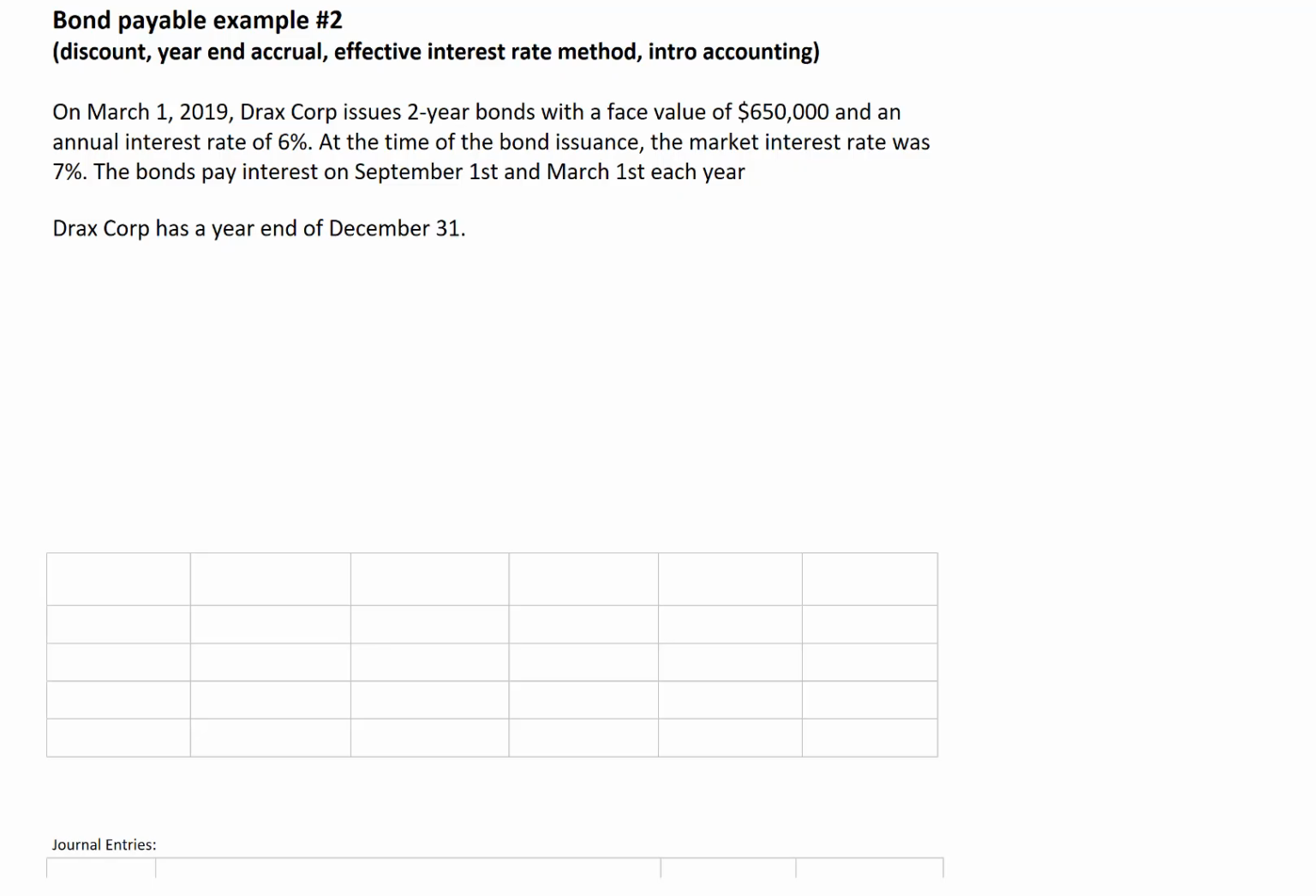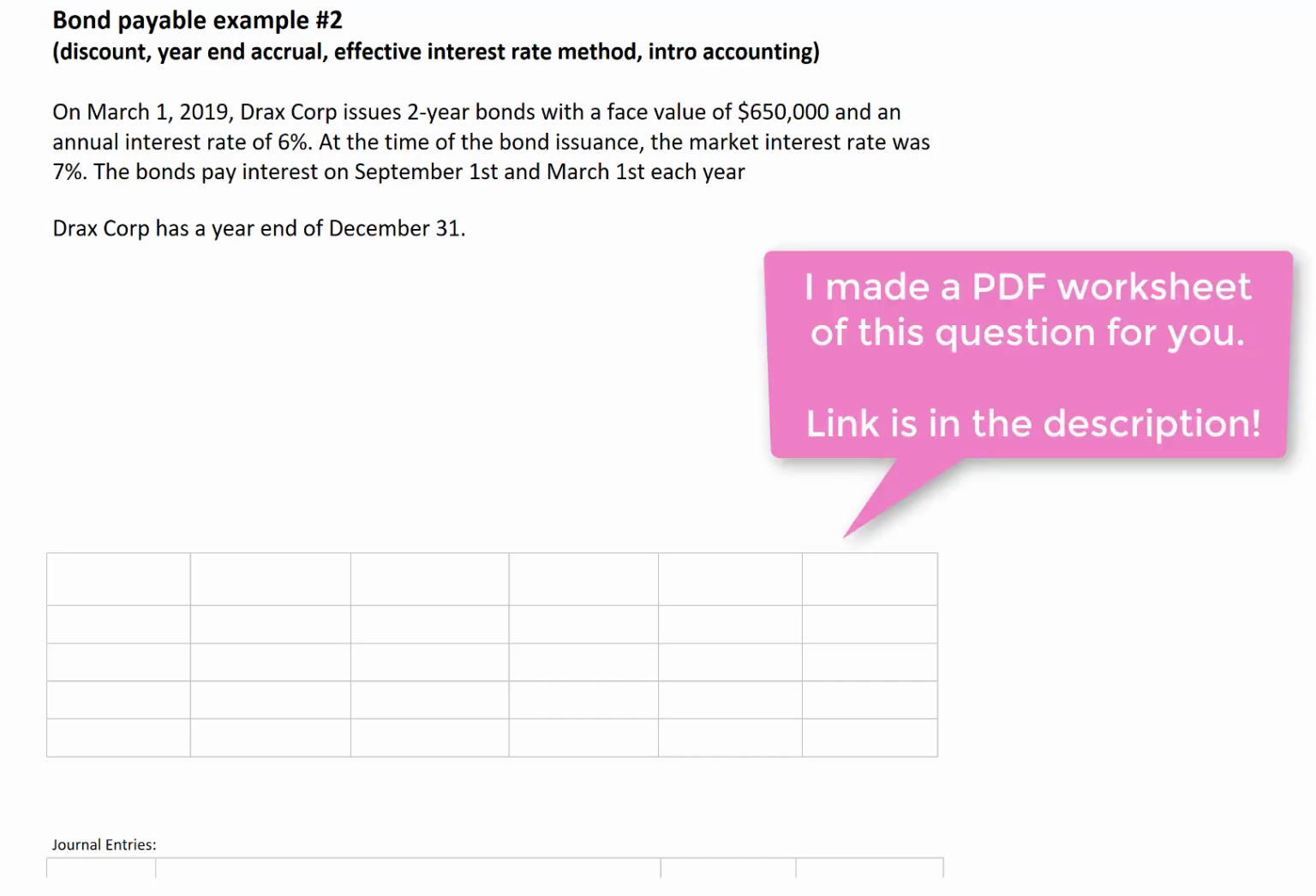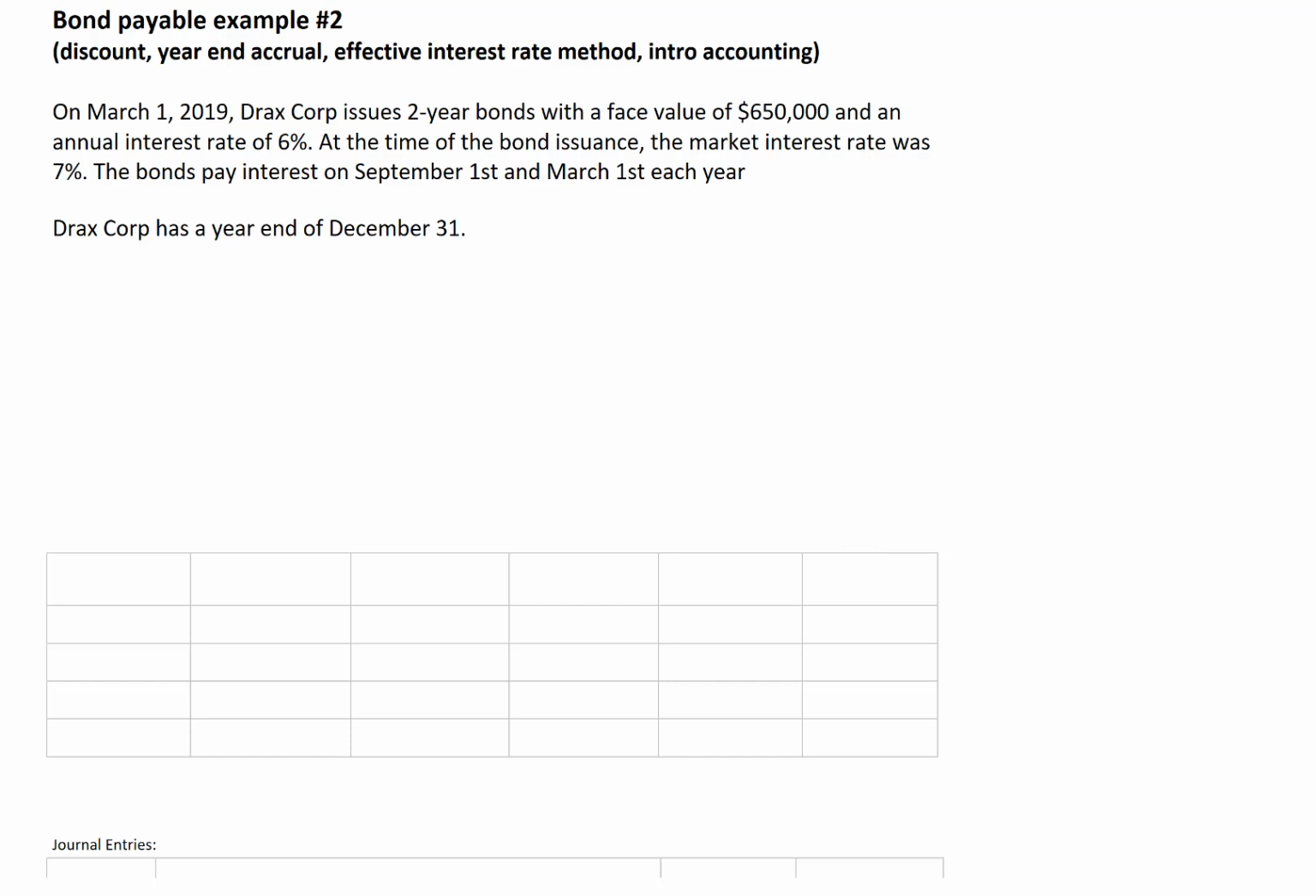All right, so in this example, on March 1st, 2019, Drax Corp issued 2-year bonds with a face value of $650,000 and an annual interest rate of 6%. At the time of the bond issuance, the market interest rate was 7% and the bonds pay interest on September 1st and March 1st each year, so twice a year. And Drax Corp has a year end of December 31st.